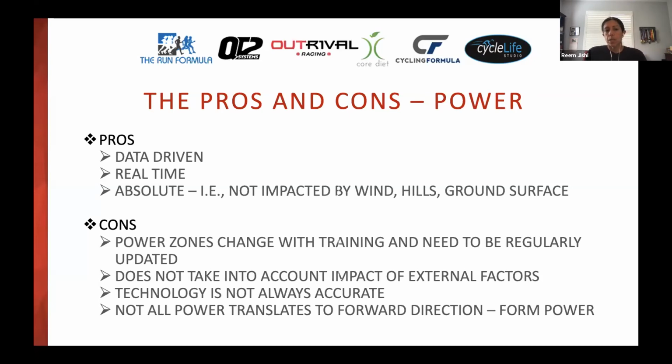The con, similar to speed, is the power zones change with training, so they need to be updated. You can't just set it at the beginning of the year and go on with it. They do need to be regularly updated to be useful. As with speed, it doesn't take into account the impact of external factors. Some days, like if it's really hot outside, you might not want to be running at the same kind of power. Sometimes it'll push you to be doing an intensity that isn't appropriate for the conditions. But less so, I would say, because power is not impacted by hills or surface.